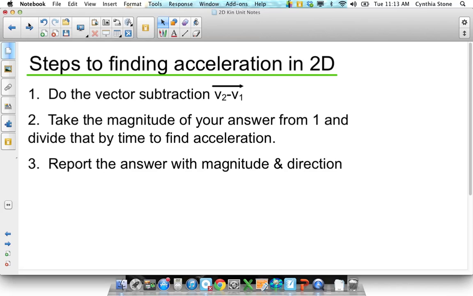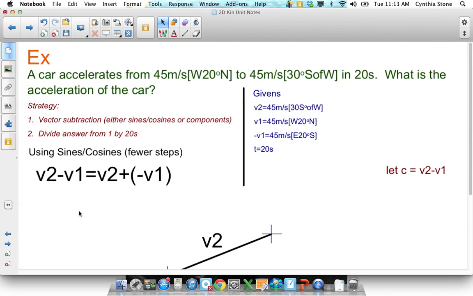Okay, so let's see an example of what I'm talking about. Here we have a car starting at 45 meters per second, west 20 degrees north. It ends up still at 45 meters per second, but in a different direction, and we're given a time. So let's find the acceleration. The strategy is, first, use sines and cosines or components, and then take your answer and divide it by 20. I chose these 45 and 45 to make it very clear that if you made the common mistake of just going v2 minus v1, 45 minus 45, without considering the directions, you'll get 0, and that doesn't make sense. You're definitely accelerating.